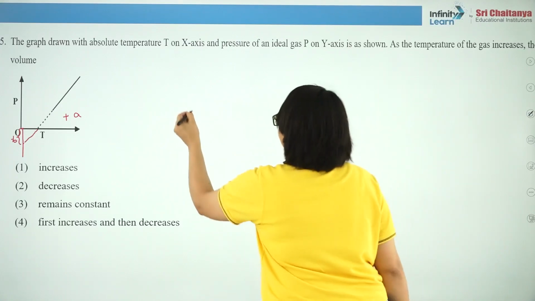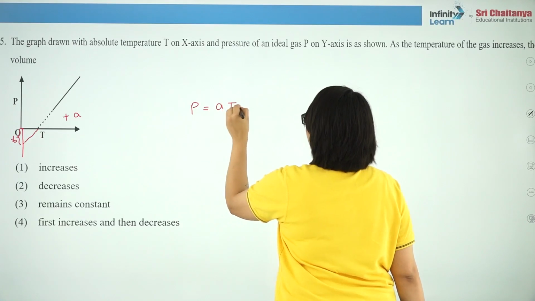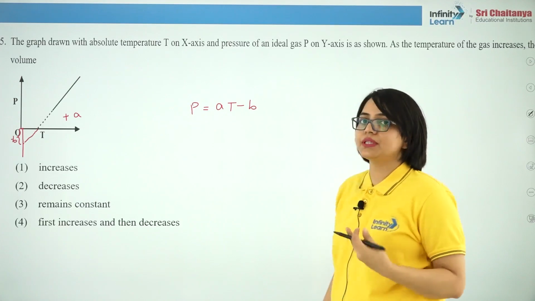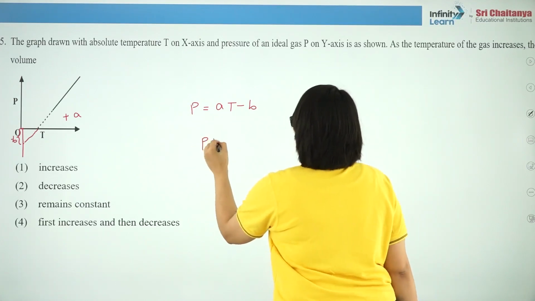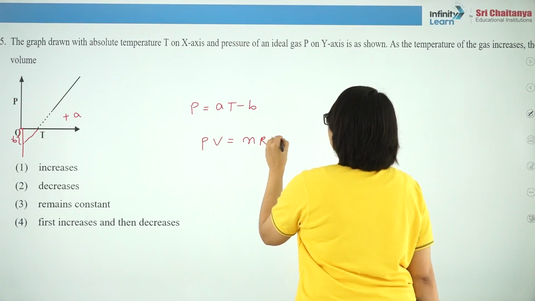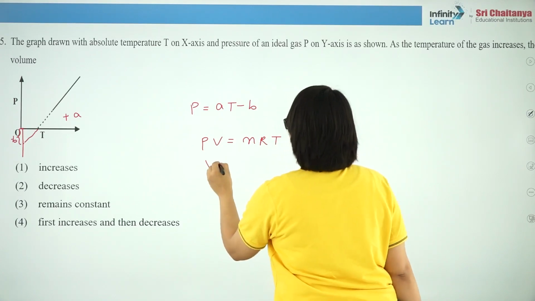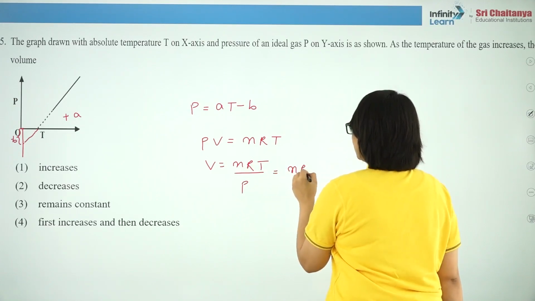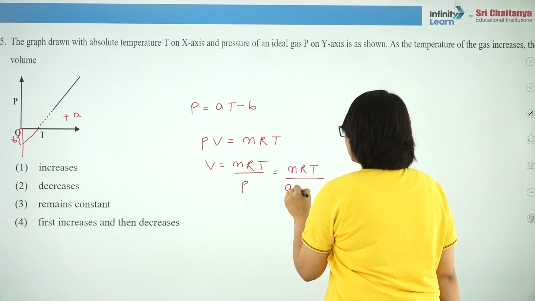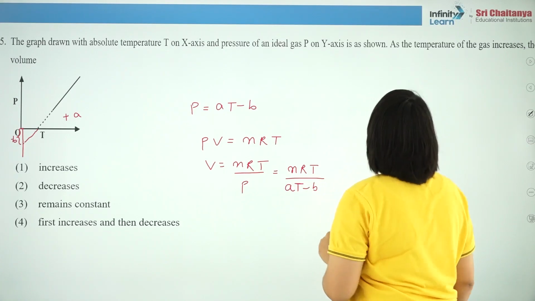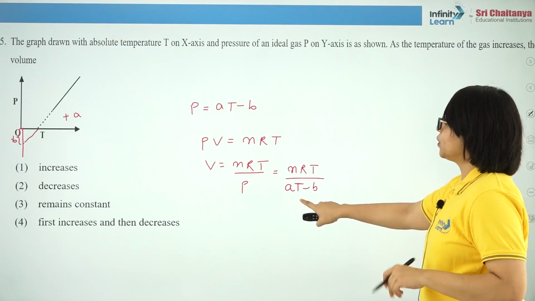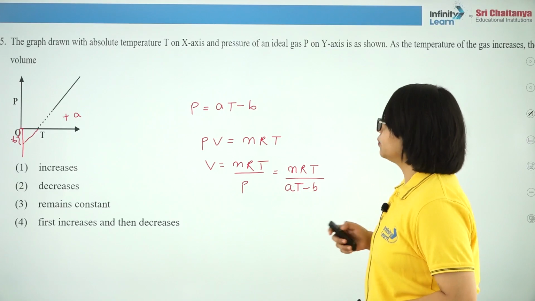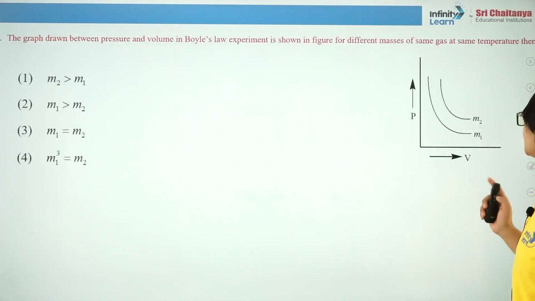So, P is equals to AT minus B will be your equation for this straight line. Y is equals to mx plus c. Now, we have one more equation, that is PV is equals to nRT, right. So, volume will be nRT divided by P, and instead of P we can write AT minus B. So, you can see that as temperature of the gas increases, denominator will increase and overall volume will decrease, which is option 2.